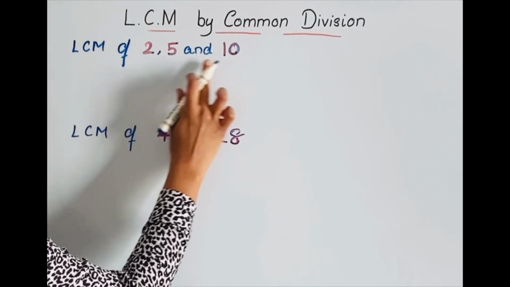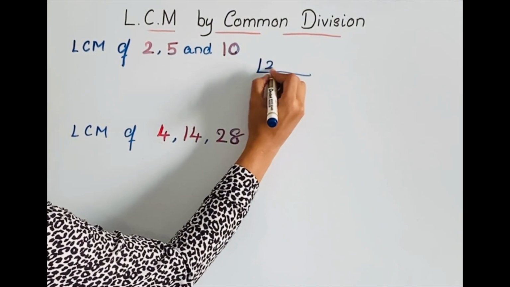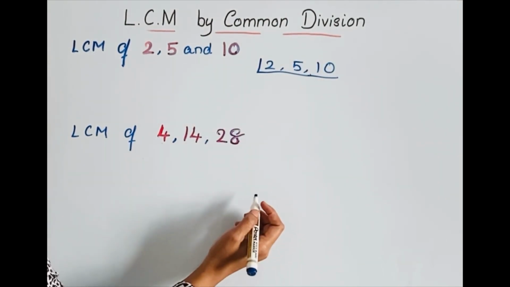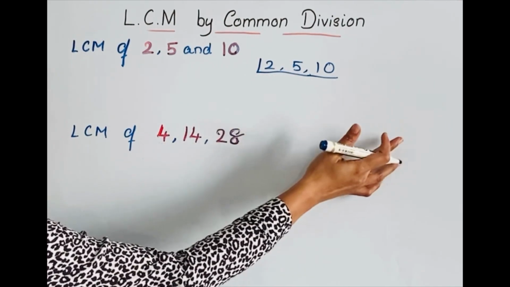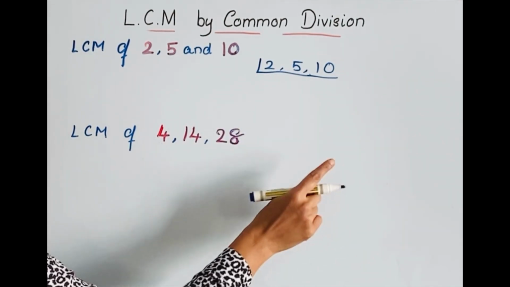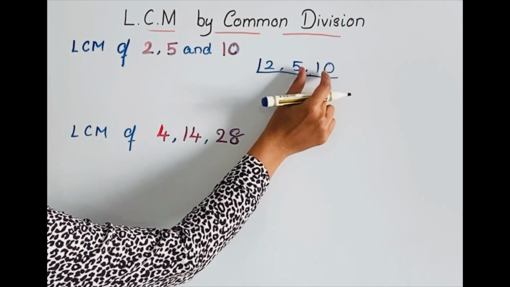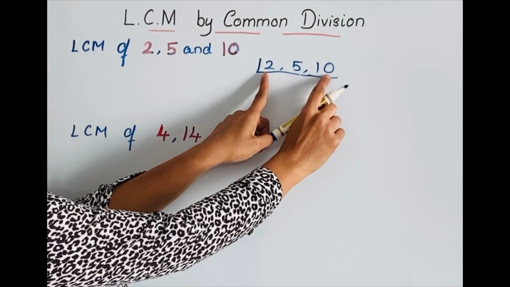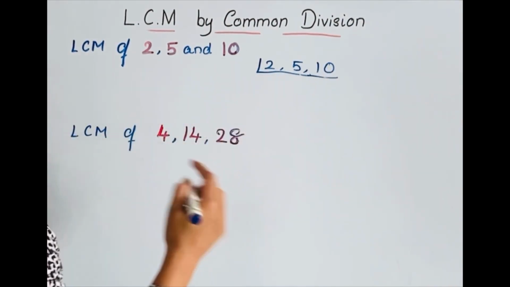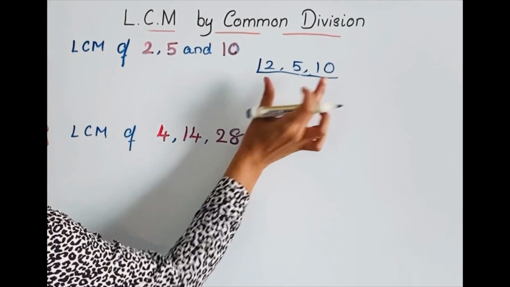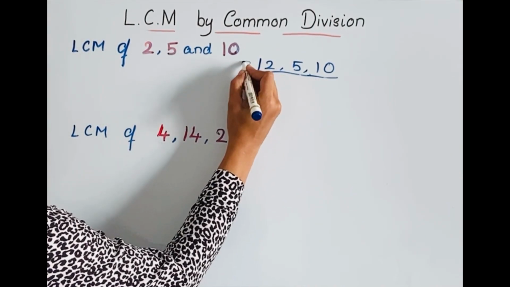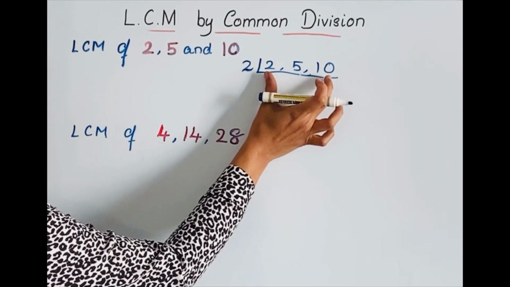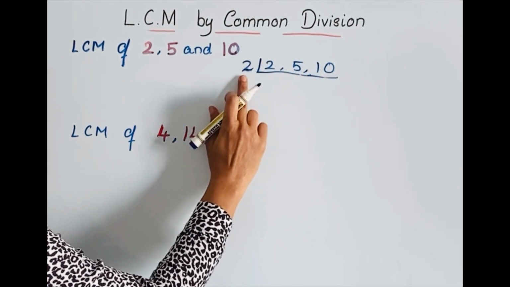Next one, to find the LCM of 2, 5 and 10. Check the common factor of these three numbers 2, 5 and 10. There is no common factor for all the three numbers, whereas there is a common factor for these two numbers 5 and 10. Their common factor is 5. And if you check 2 and 10, the common factor is 2. If you can't find the common factor of 3 numbers, then check the common factor of any 2 numbers. Yes, there is a common factor for these 2 numbers, so I use that to divide it.